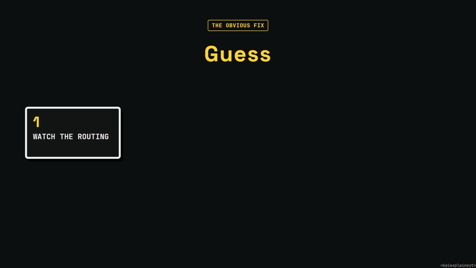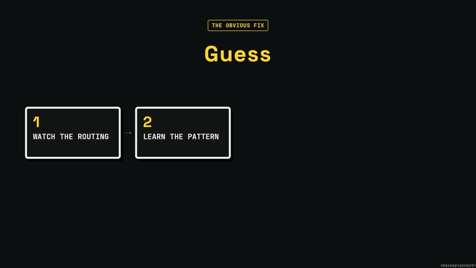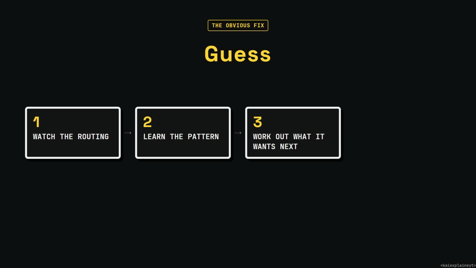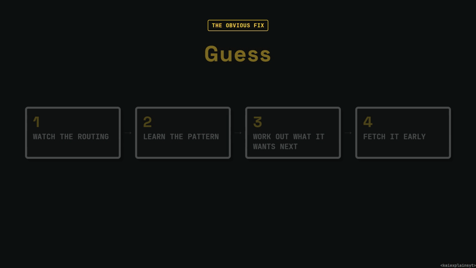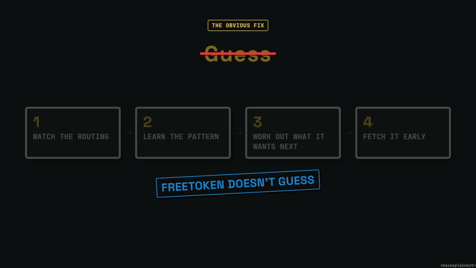So the obvious fix is to guess. Watch the routing, learn the pattern, work out which expert the model is about to want, and fetch it early. That is not what FreeToken does. And the reason it doesn't is the part that surprised me.